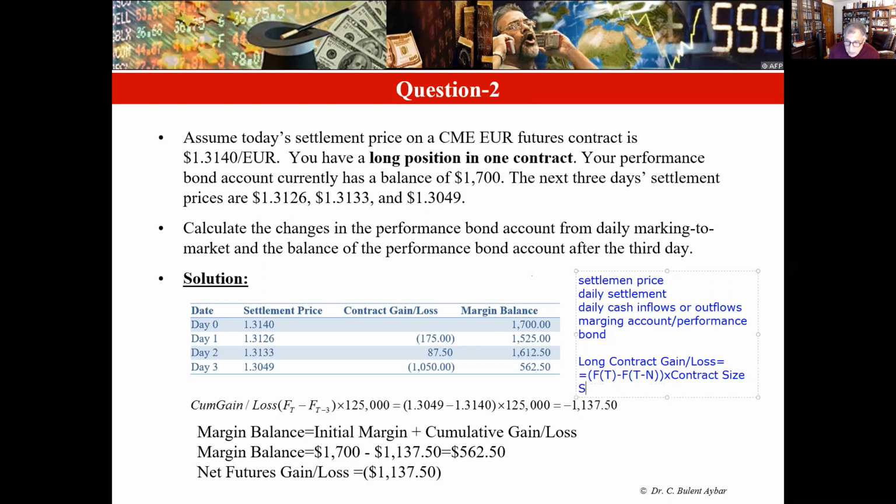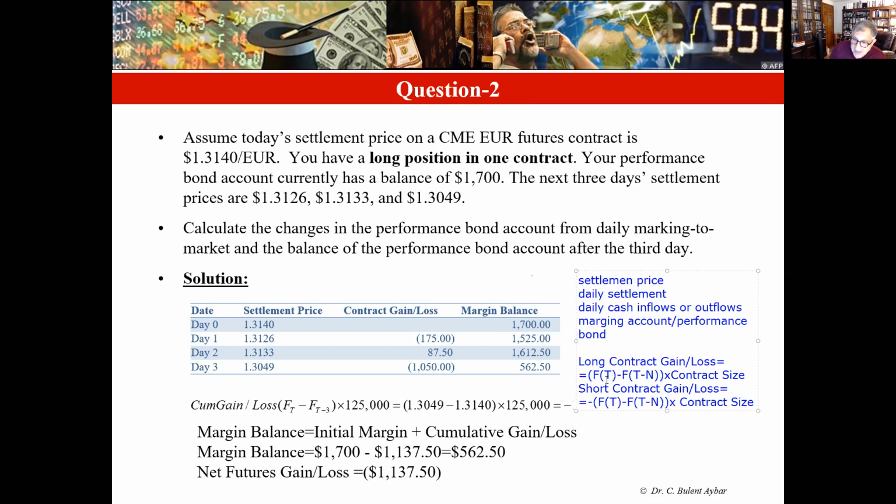For the short party, the short contract gain or loss can be calculated by using minus (F_T minus F_(T-N)) times contract size. So you can use these formulas to determine the gains and losses.